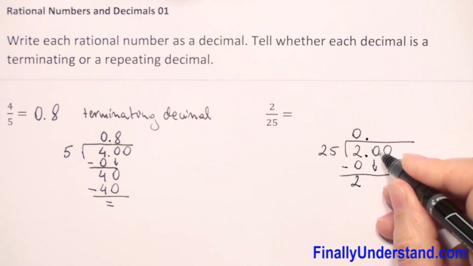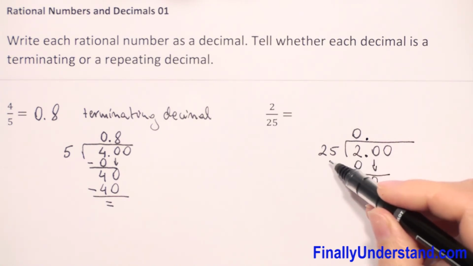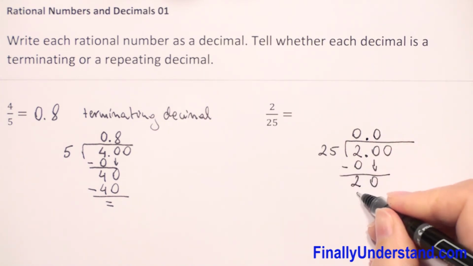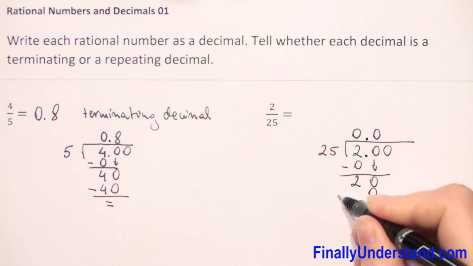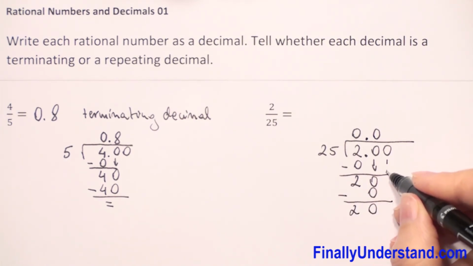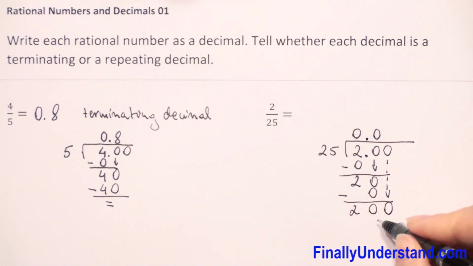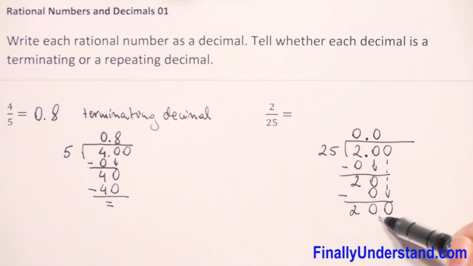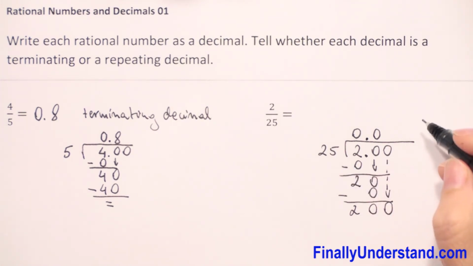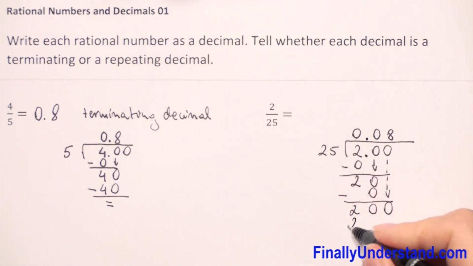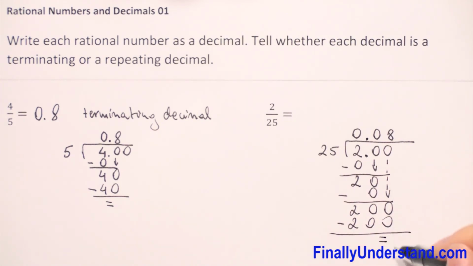We take down 1 0. We have 20 divided by 25 is 0. 0 times 25 is 0. We have now subtraction. 20 minus 0 is 20. We take down the next 0. We have 200 divided by 25. How many times can you put 25 into 200? 8 times. 8 times 25 is 200. Subtraction. We finish long division.